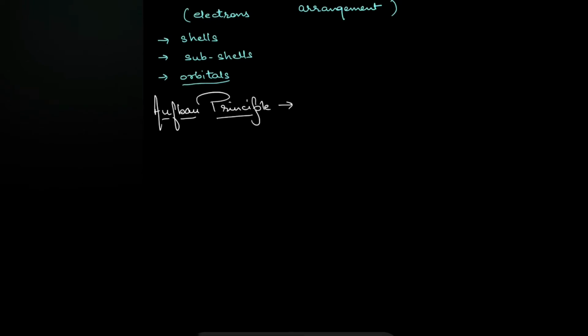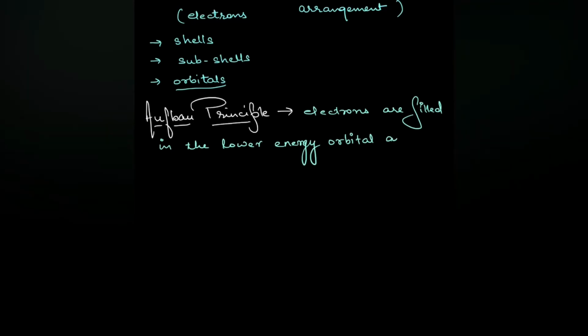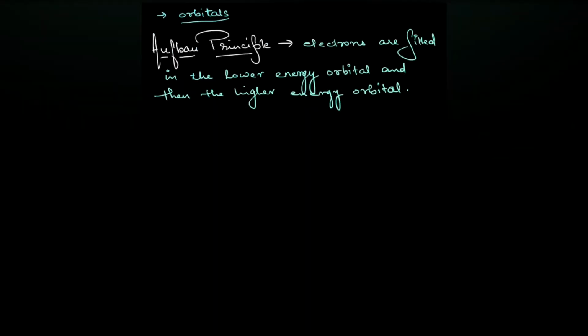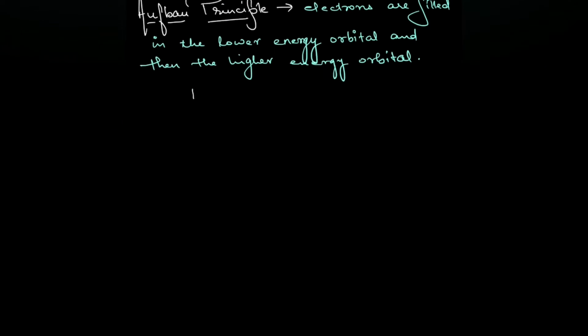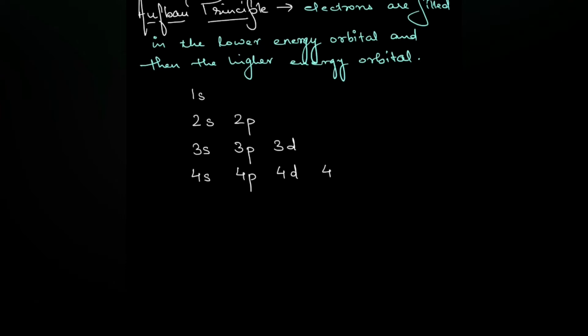Now this Aufbau principle states that electrons are filled in the lower energy orbital, and then the higher energy orbital. So he introduced a pattern as to how we have to fill the electrons. First we have 1s, then 2s, 2p, then 3s, 3p, then 3d, then 4s, 4p, 4d, and 4f.